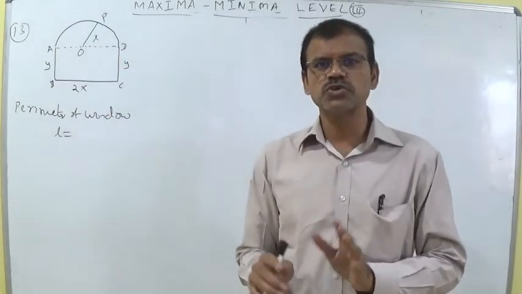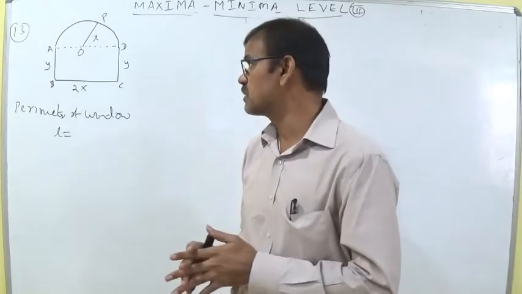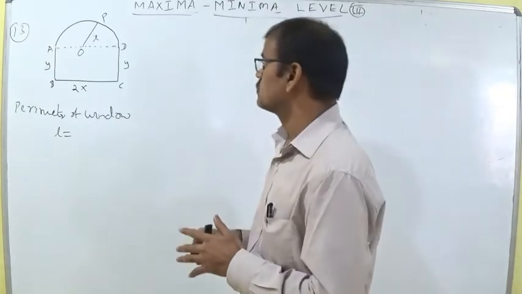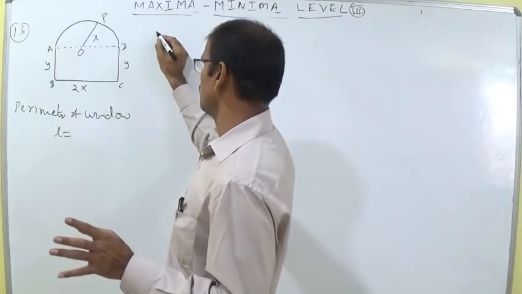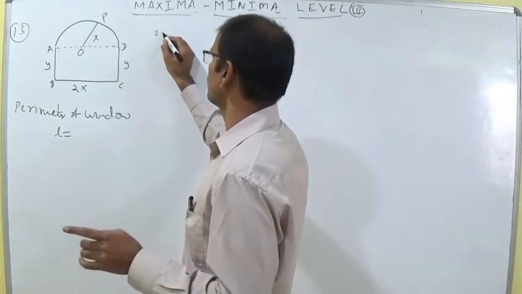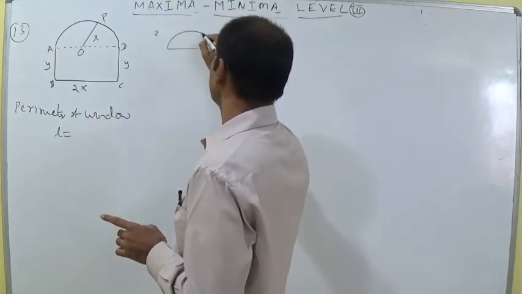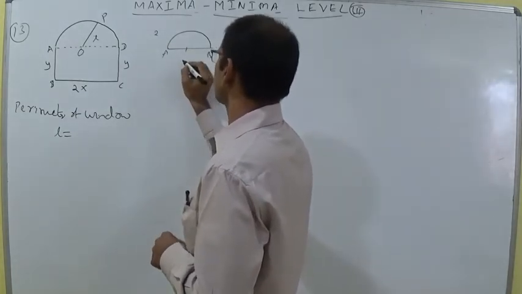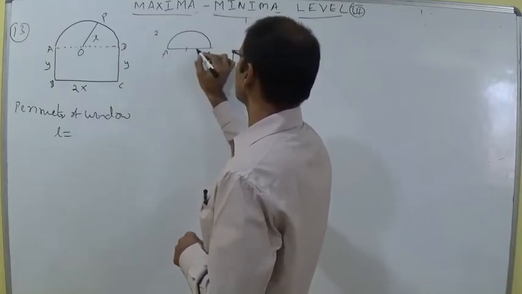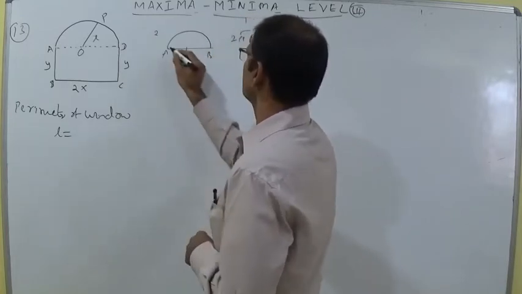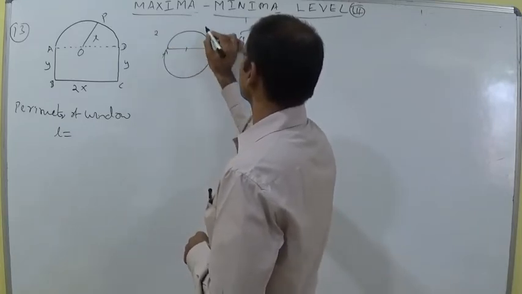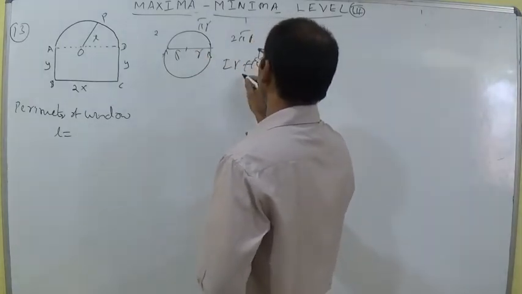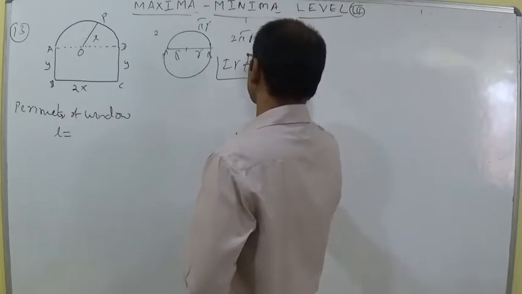Perimeter of rectangle is 2 into length plus breadth, and the perimeter of semicircle is pi r plus 2r. But just wait. Perimeter of semicircle is not pi r, students. Let us write this one. We should not use the word perimeter for the circle; circumference we should use. Here the total circumference is 2 pi r. This circle is divided into 2 equal parts. So this is pi r and this is r plus r. So 2r plus pi r is the perimeter or circumference of the semicircle.